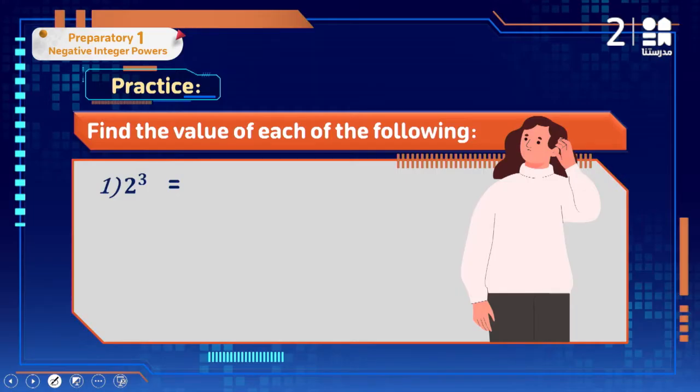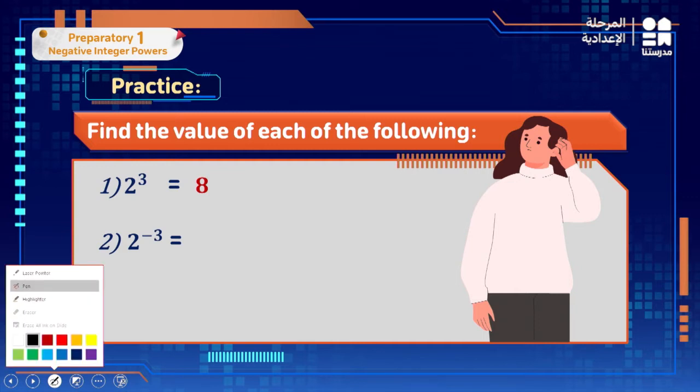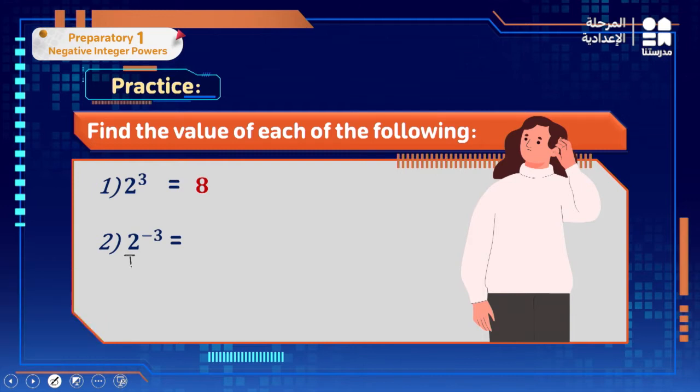Practice. Find the value of each of the following. Number 1. 2 to the power of 3 means 2 times 2 times 2, which is 8. Number 2. 2 to the power of negative 3. What is the relationship between both of them? Here, this 2 is over 1. Keep that in mind. So immediately flip the fraction when we have a negative exponent. So it becomes 1 over 2 to the power of 3 equals 1 over 8.